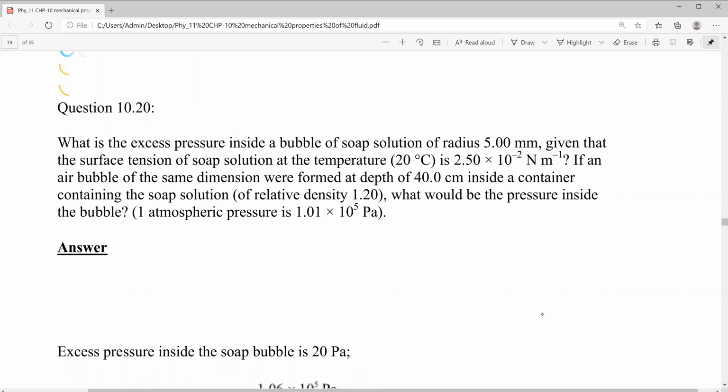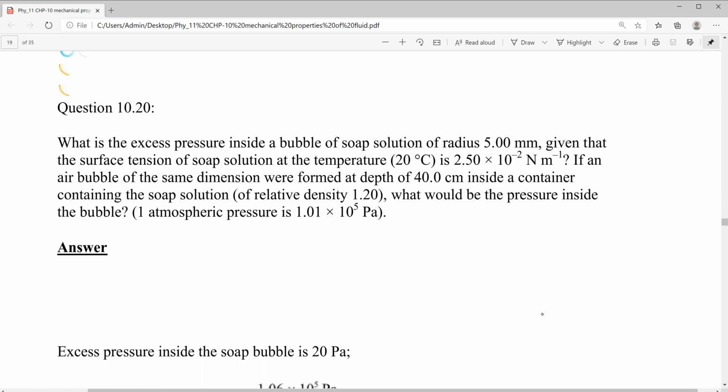Given surface tension of soap solution at temperature 20 degrees centigrade is 2.50 into 10 to the power of minus 2 Newton per meter. If an air bubble of same dimension were formed at depth of 40 centimeter inside a container containing the soap solution, what would be the pressure inside the bubble?